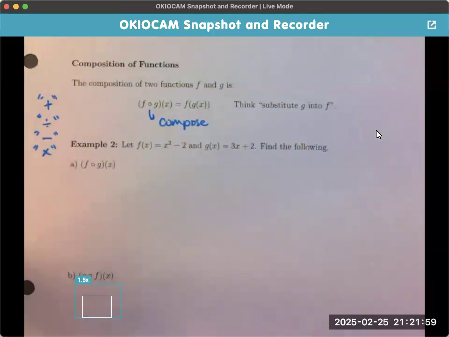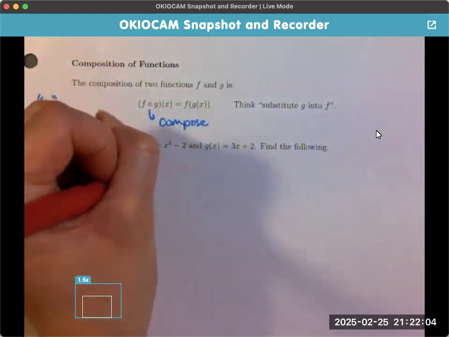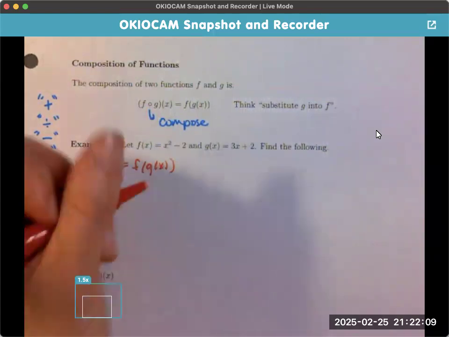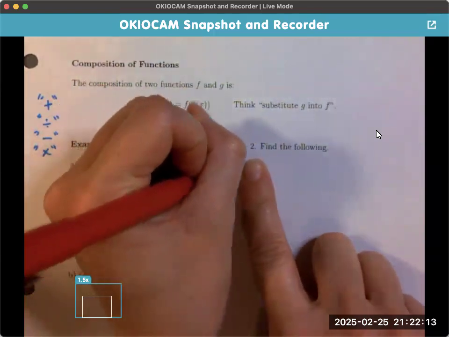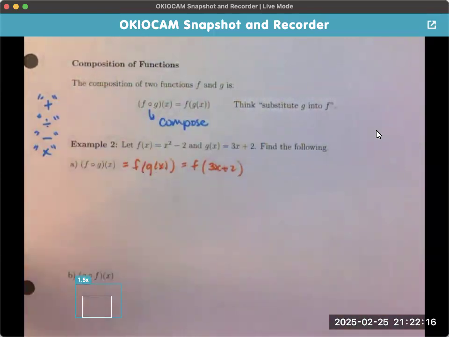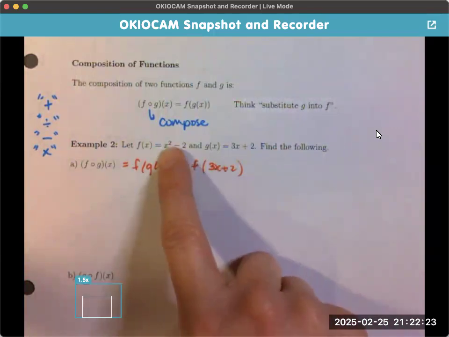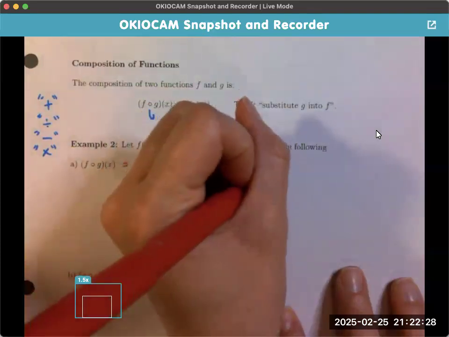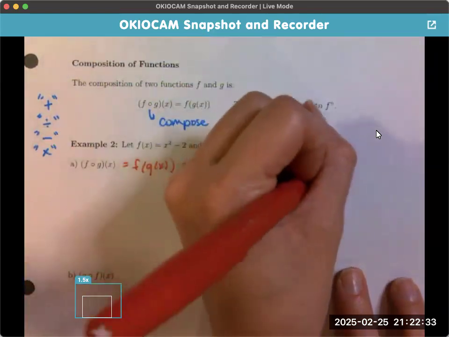When I'm learning, I recommend that you go from composition notation to function notation, and then you just substitute as you go along. So this is f of g. But g is 3x plus 2. So now this is f of 3x plus 2. Remember what we learned a couple weeks ago: for f, wherever there's an x, you're now inputting 3x plus 2. So (3x plus 2) squared minus 2.